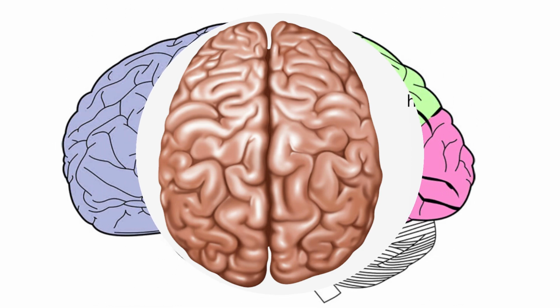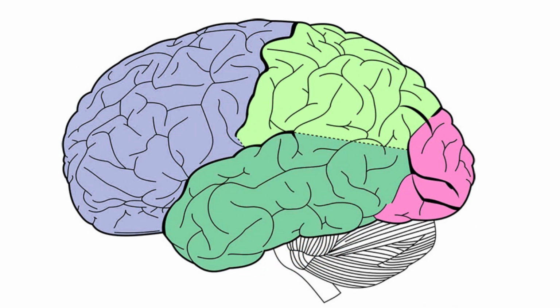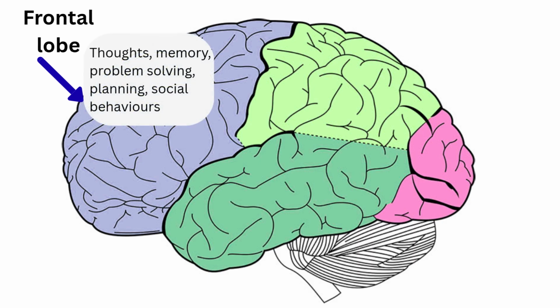Now let's look at a side view of the brain. The 2 cerebrum hemispheres can be split into 4 lobes. And it is important to remember each of these, and their functions for the exam. The lobe in blue is the frontal lobe. The frontal lobe is responsible for cognition, so our thoughts, our memory, and our problem solving. It is also responsible for planning for the future, and our complex social behaviors.